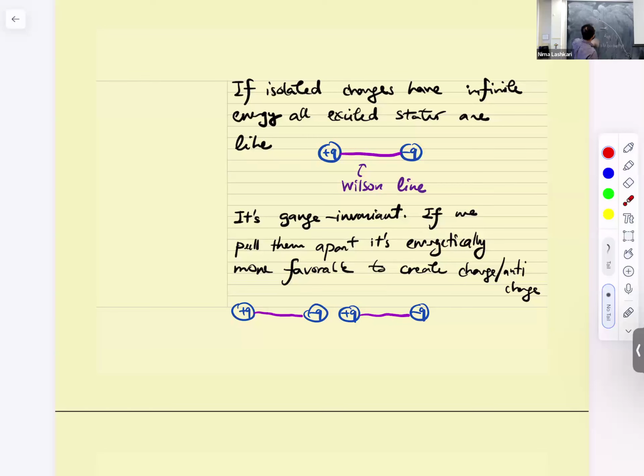So what is going on? What's going on is that, well, here's an excitation of the theory, it's gauge invariant. It has an energy, and there will be a length scale associated with it.